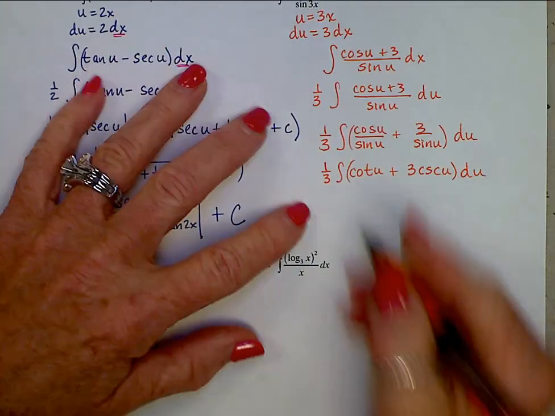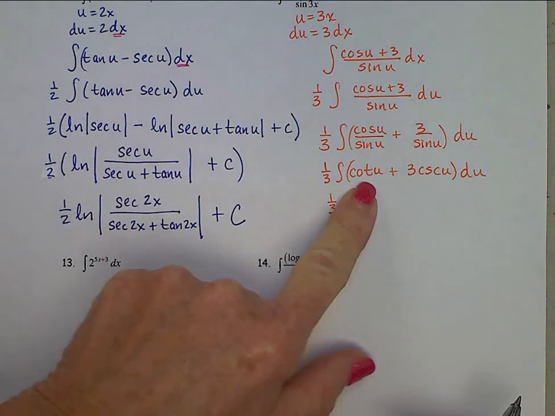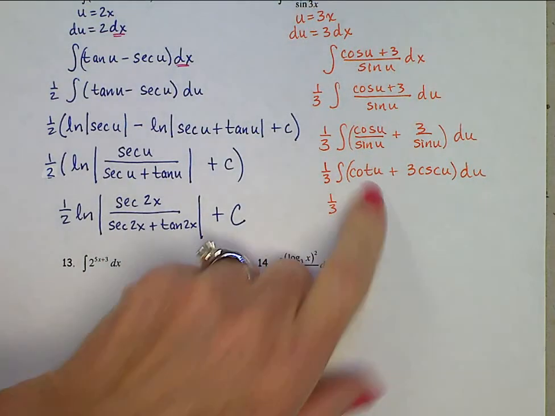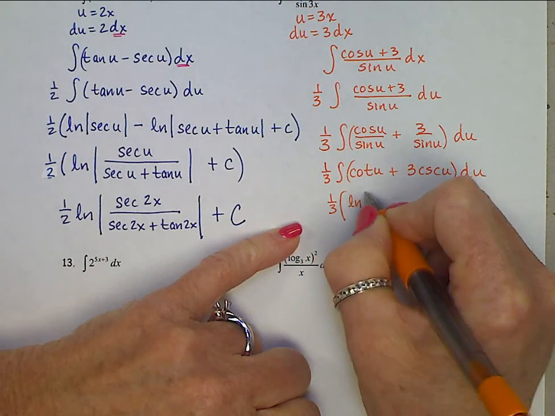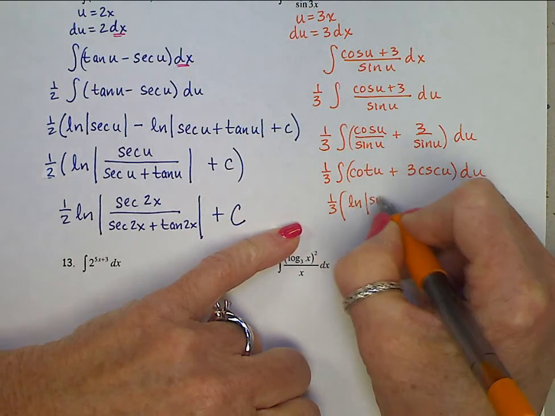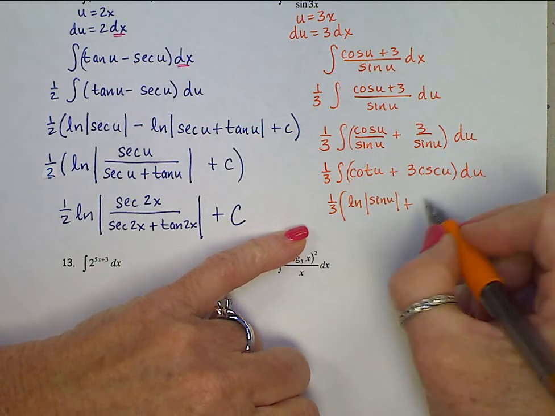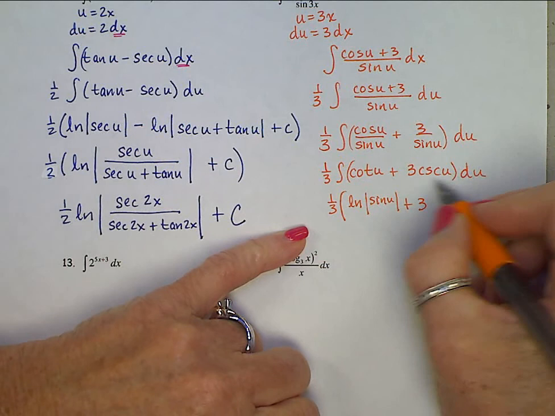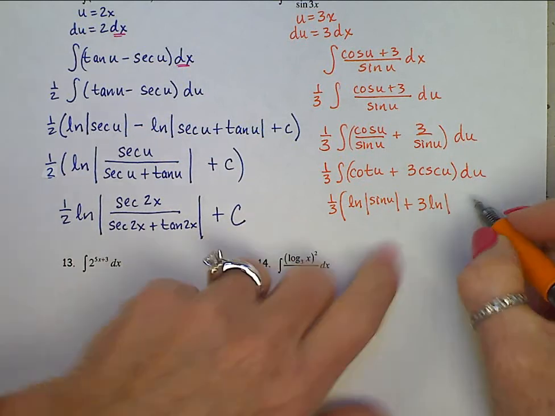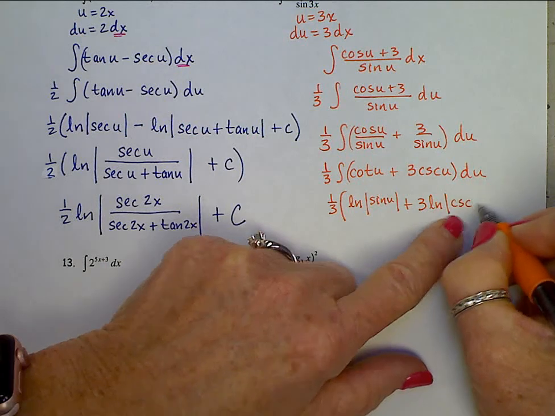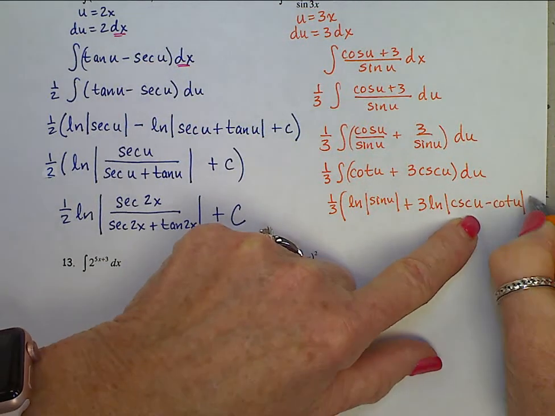The antiderivative of cotangent u is the natural log of the absolute value of sine u, plus the 3 is going to come down, and the antiderivative of a cosecant is the natural log of absolute value cosecant u minus cotangent u, plus c.